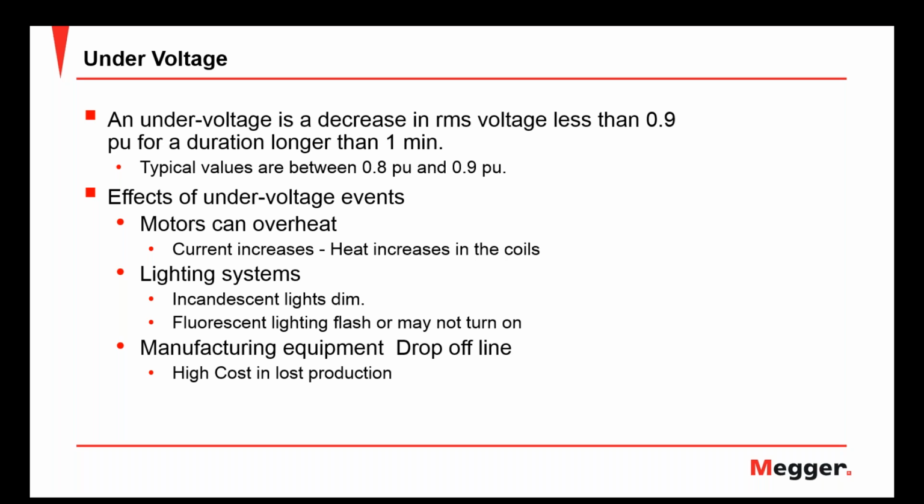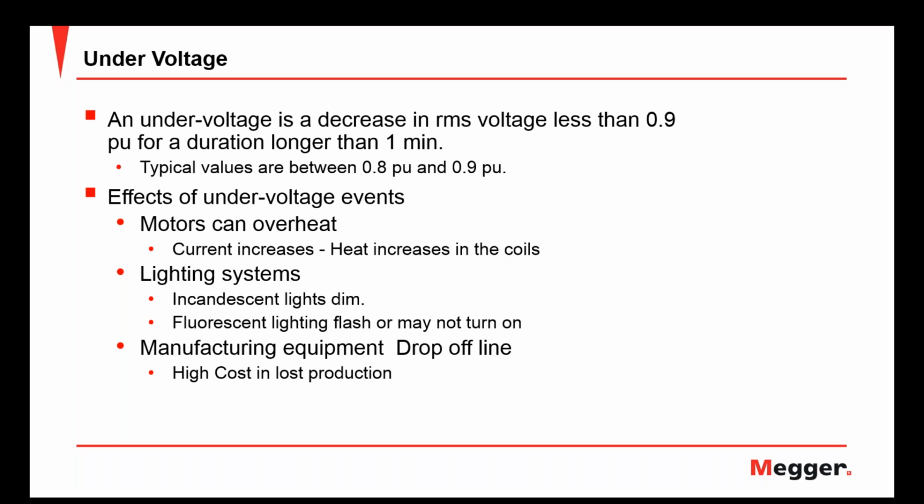Well, when we get undervoltages, the most common effect is that it is going to cause heating effects in motors. Motors require a constant power output. As the voltage drops, they have to increase the amount of current they're drawing. The increased current will increase the heating in the coils. So undervoltages can be detrimental to motors.